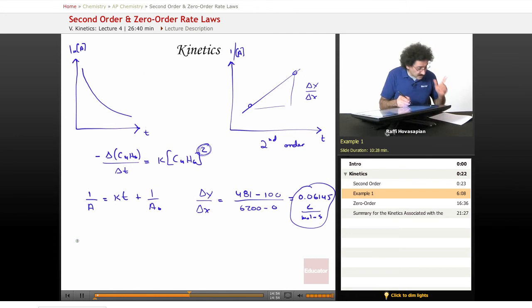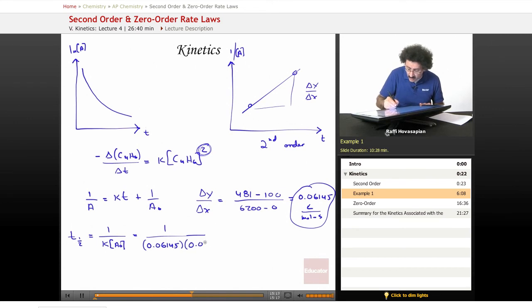And now we want to find t 1/2. The t 1/2 of a second order reaction is 1 over k times the initial concentration. It's equal to 1 over 0.06145 times the initial concentration, which was 0.0100. So when we do that, we get 1627 seconds. So there you go.